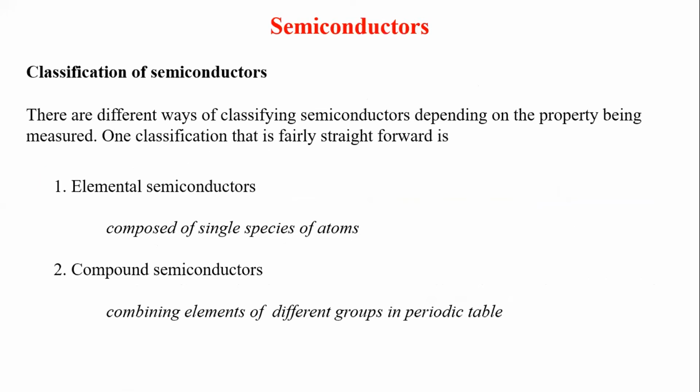Now let's move on a little bit. Classification of semiconductors. There are different ways one can classify semiconductors based on their property, based on how they are formed, and how they are being used. One straightforward classification is elemental and compound semiconductors. In the elemental semiconductor, you have only one element in the whole solid. In the compound, it is a combination of two or more elements combined to form a semiconductor.